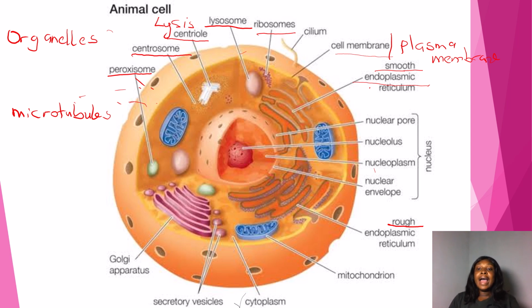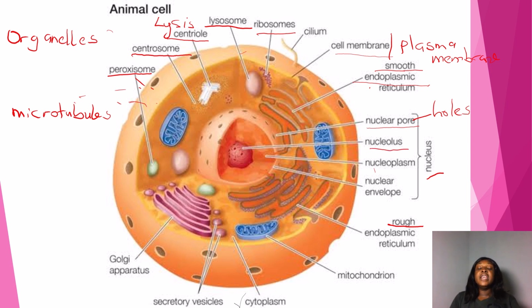The next one we have is the nucleus. The nucleus is made up of 4 components. The first one is the nuclear pore. The word pores means hole. The nuclear pores enable materials to move in and out of the nucleus.